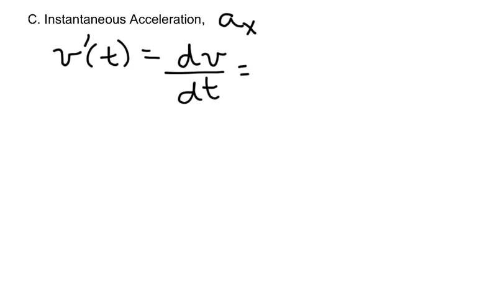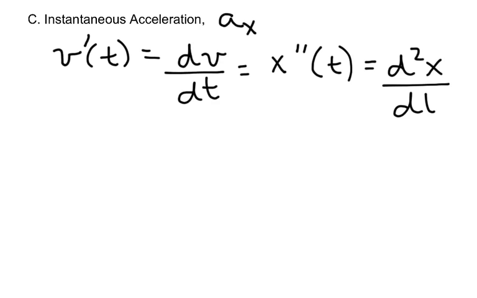Or, and I'll be talking more about this in a little while, it's the double derivative of a position as a function of time equation. And so that could be written as x double prime of t, the position as a function of time, or this can be written as d squared x over dt squared. Yes, that will also give us acceleration.